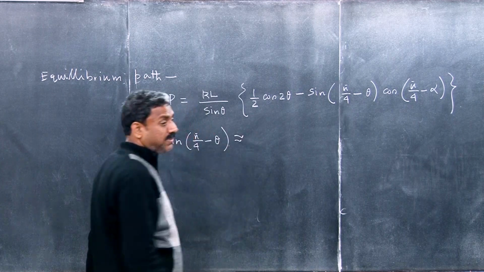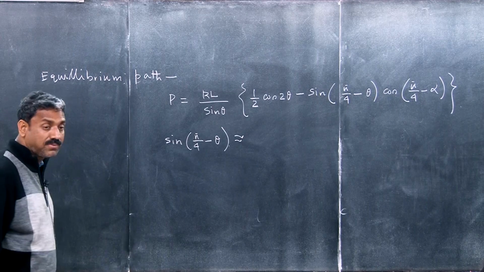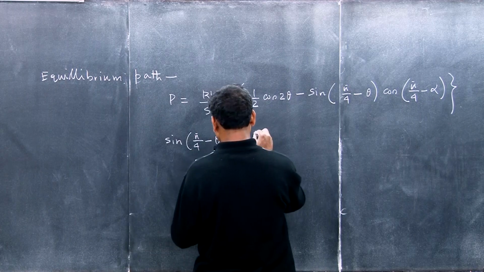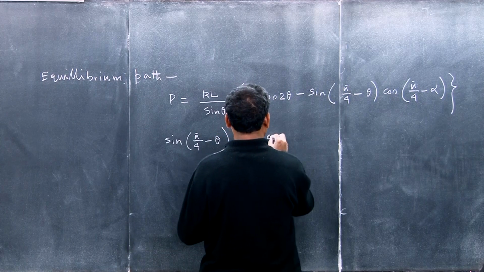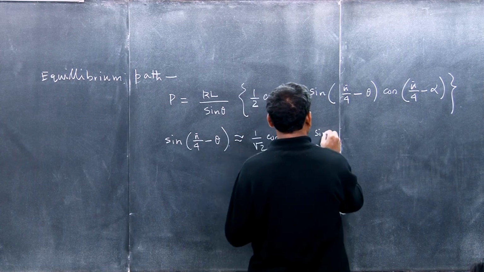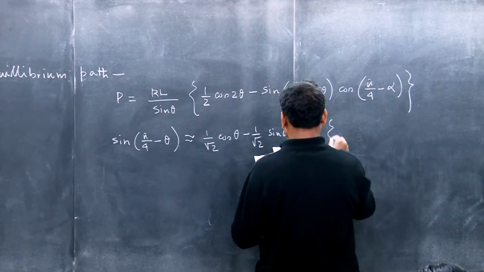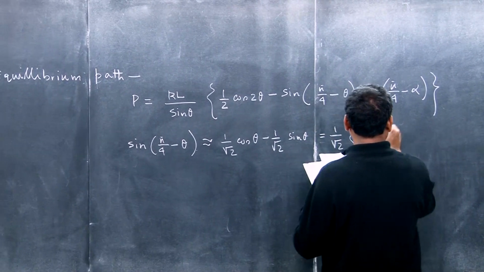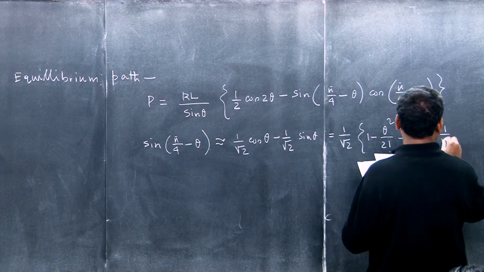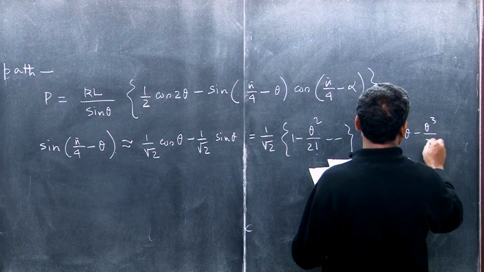So sin(A minus B) is sin A cos B minus cos A sin B, and sin 45 degrees, or sin pi by 4, is nothing but 1 by root 2, right. So if you write 1 by root 2 cosine theta minus 1 by root 2 sin theta, then it is 1 by root 2 cosine theta, that is 1 minus theta square by factorial 2 and other terms, minus 1 by root 2 theta minus theta cube upon 3 factorial.